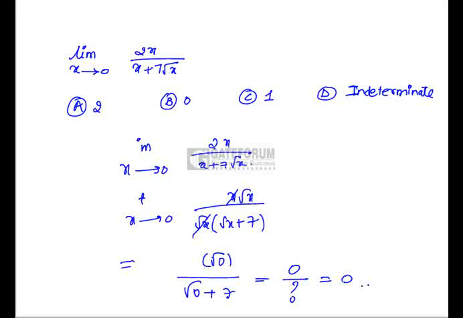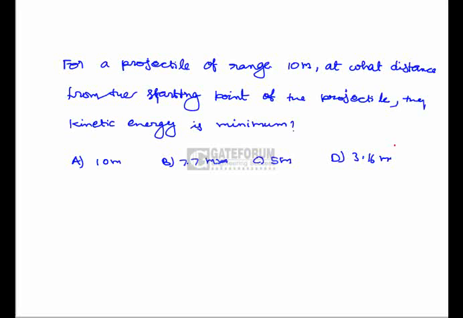So option B. A projectile of range 10 meter, at what distance from the starting point of the projectile is the kinetic energy minimum? Here the options are 10 meter, 7.7 meter, 5 meter, 3.16 meter.